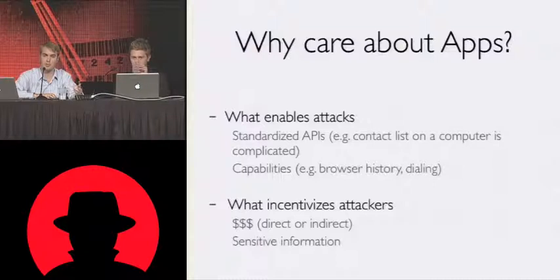First and foremost, standardized APIs are making it easier and easier to actually create practical attacks. Instead of having to do something complex in a desktop-like environment, I can just call the contact API, for example, and have a very programmatic, simple way to grab that information. I can do that with billing. There's a whole host of things I can do. And the capabilities themselves, for example, browser history, dialing, SMS history, allow me to get information in a way that enables these attacks very easily.